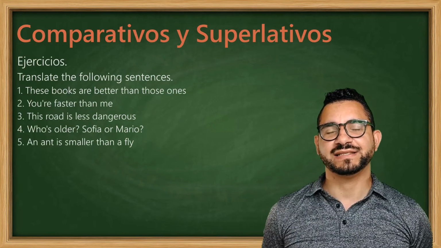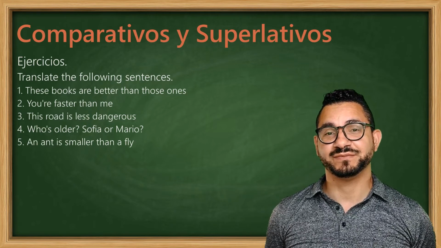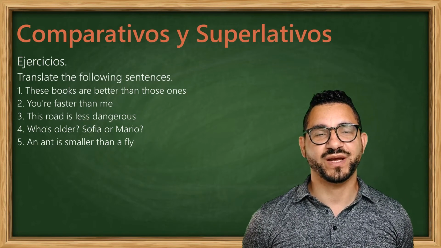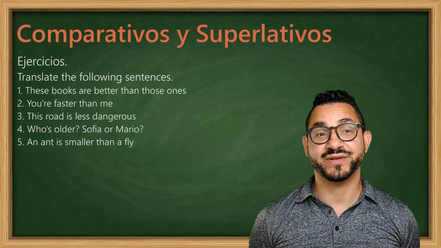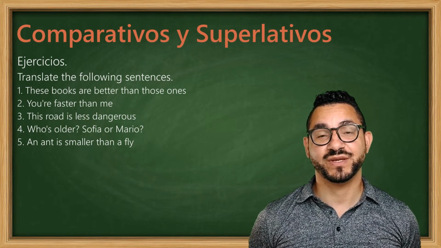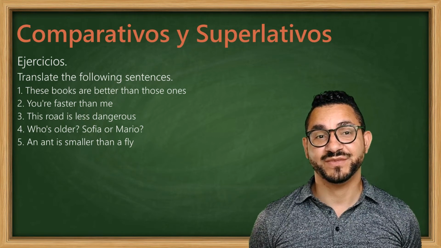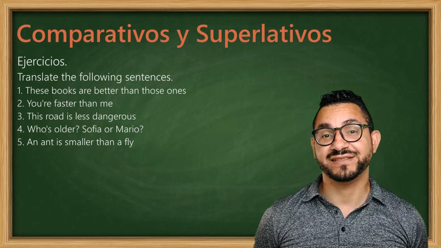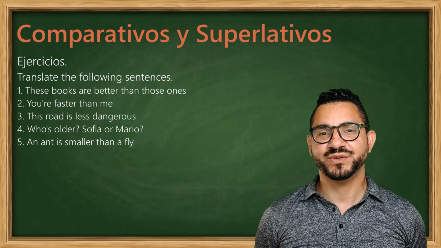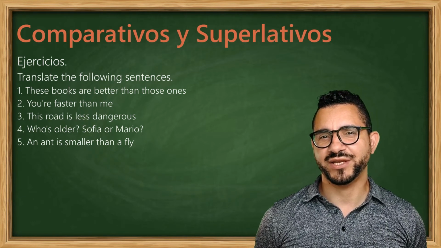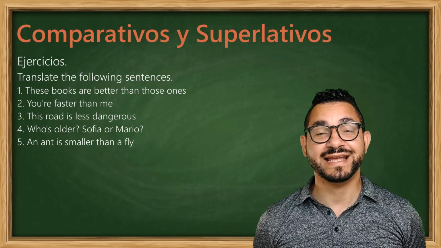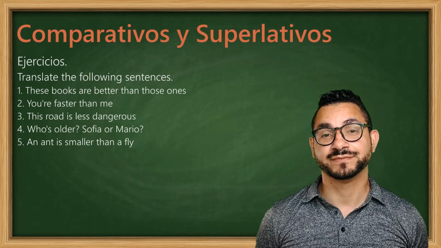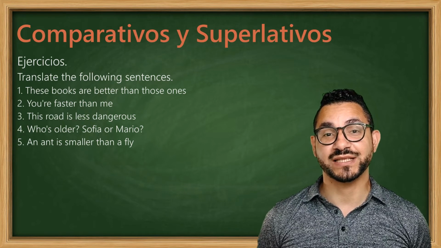Let's do some practice. Let's translate the following sentences. Ready? Let's go. Number 1. These books are better than those ones. Number 2. You're faster than me. Number 3. This road is less dangerous. Number 4. Who's older, Sofia or Mario? Number 5. An ant is smaller than a fly. Feel free to pause the video while you practice.